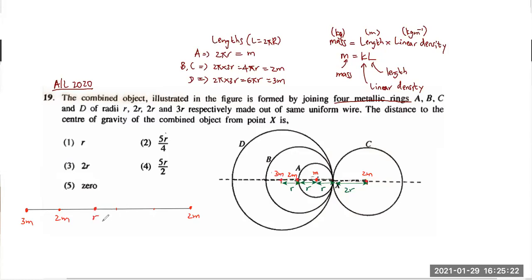This is how the points will be distributed. If you look closely, you will be able to understand it. From this m to that 2m, the distance is 3r. This distance is r, this is r, and X is important, because from X only we have to find the distance. So I'll mark X also, X is here.